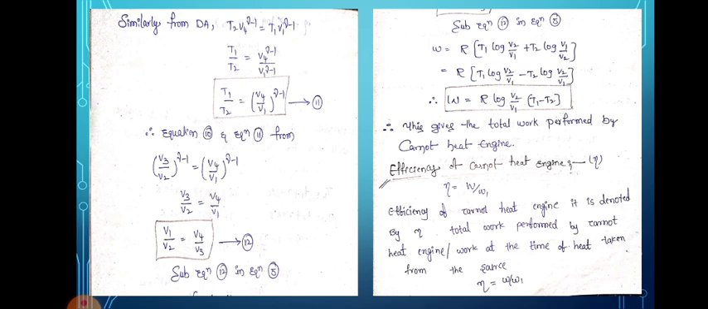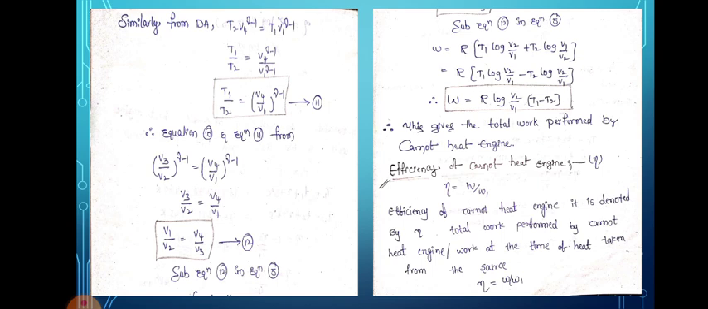Similarly, from DA we can apply T2 V4 to the power of gamma minus 1 is equal to T1 V1 to the power of gamma minus 1. Therefore, T1 by T2 is equal to V4 to the power of gamma minus 1 by V1 to the power of gamma minus 1. Finally, T1 by T2 is equal to V4 by V1 whole to the power of gamma minus 1. This is equation number 11.